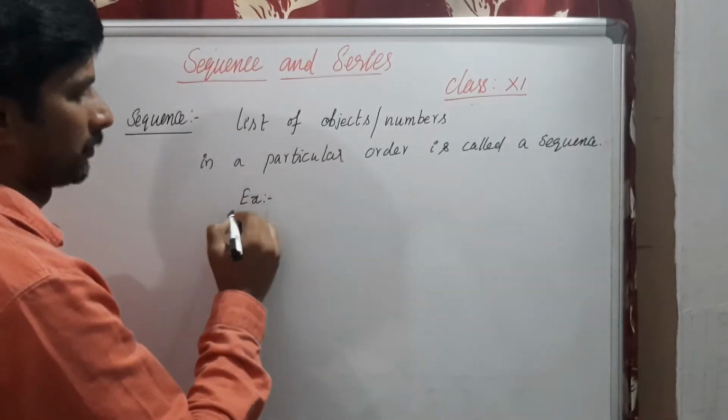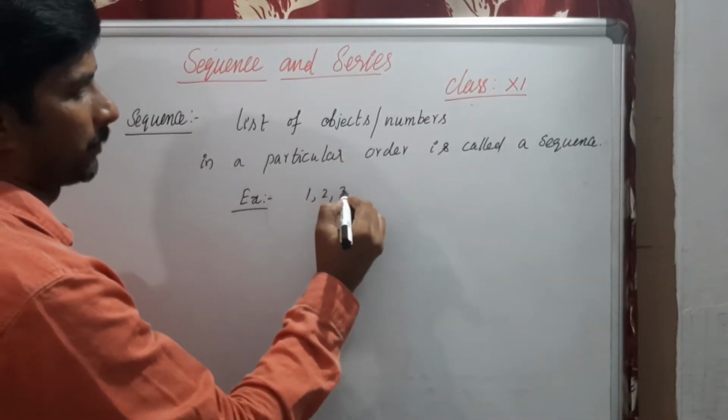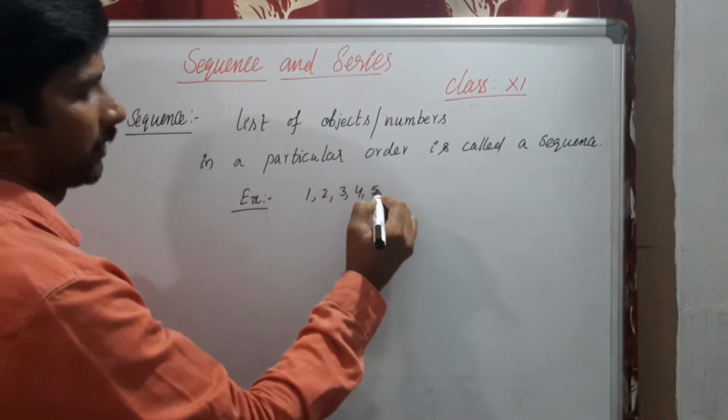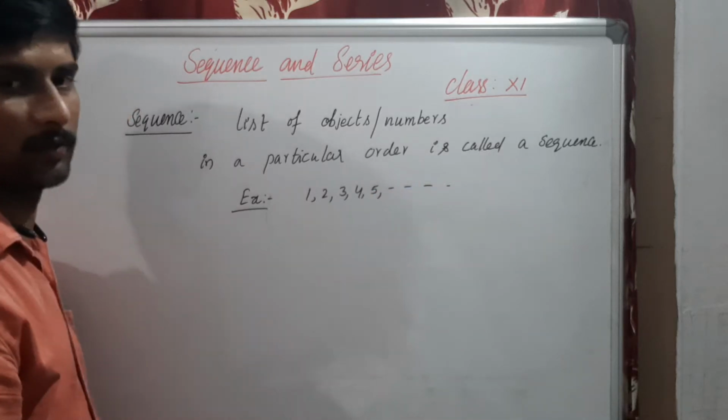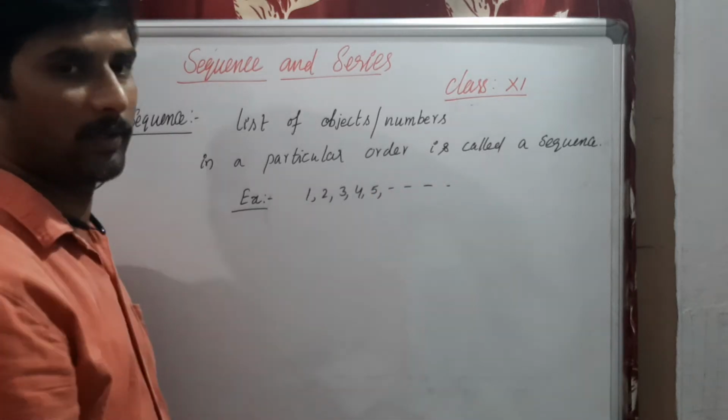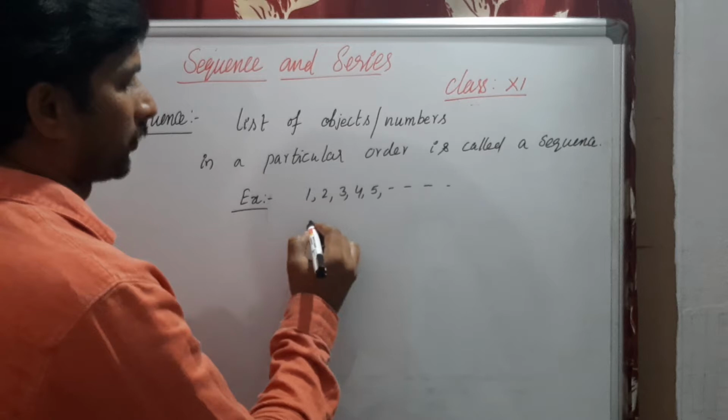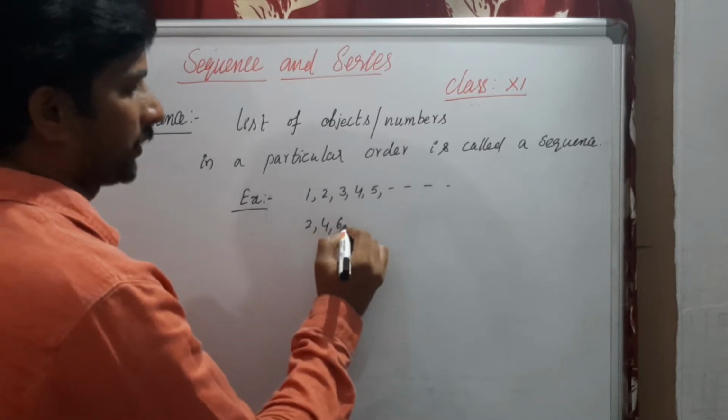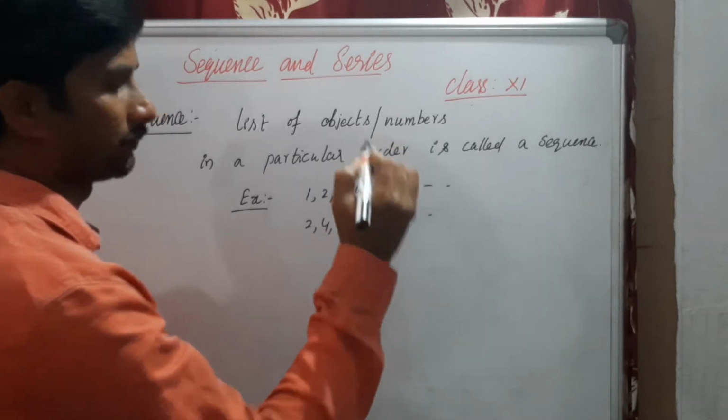So if you take an example, 1, 2, 3, 4, 5 and so on. Observe here, these elements are in a particular order. Or 2, 4, 6, 8 and so on.